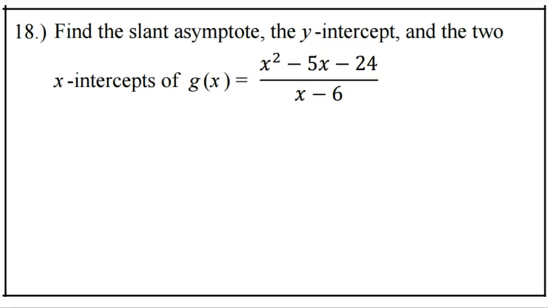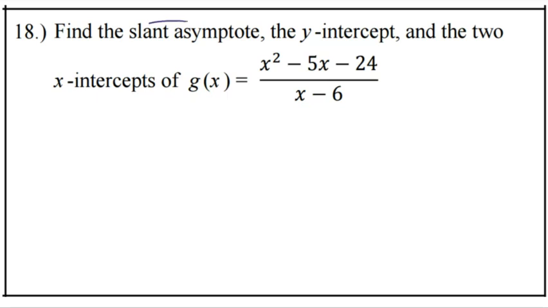Remember, a slant asymptote exists if the power of the numerator is 1 higher than the power of the denominator. And it is. This is the second power in the numerator, first power in the denominator. So this function definitely has a slant asymptote, and we're going to find it. Also find the y-intercept and the two x-intercepts, okay? So we're going to do them separately.